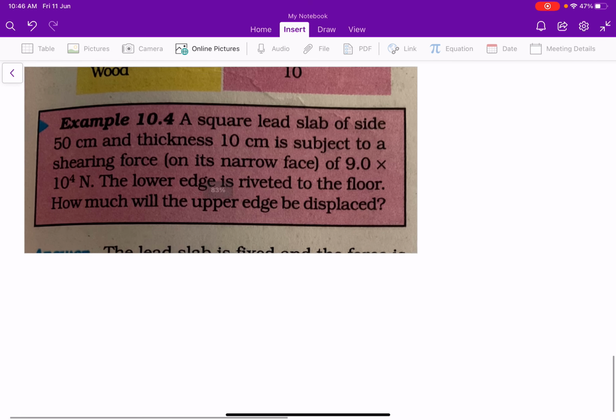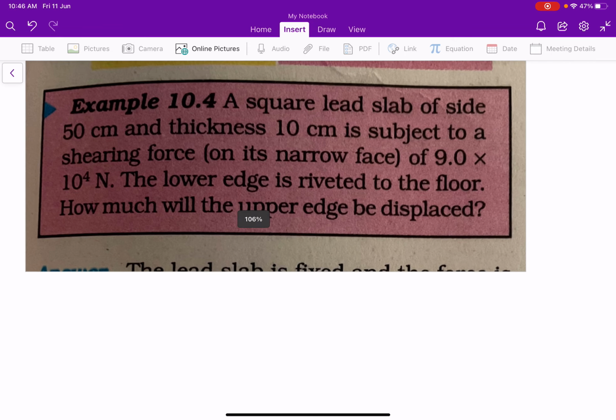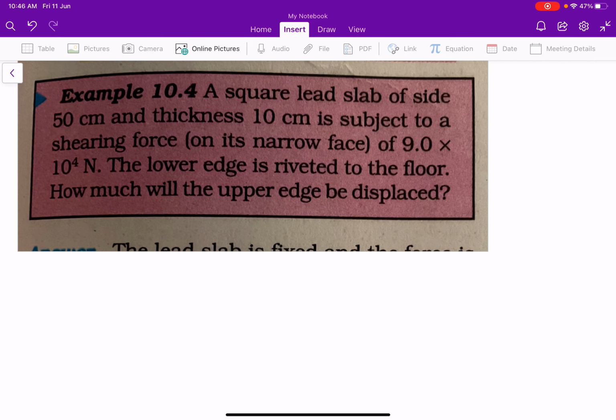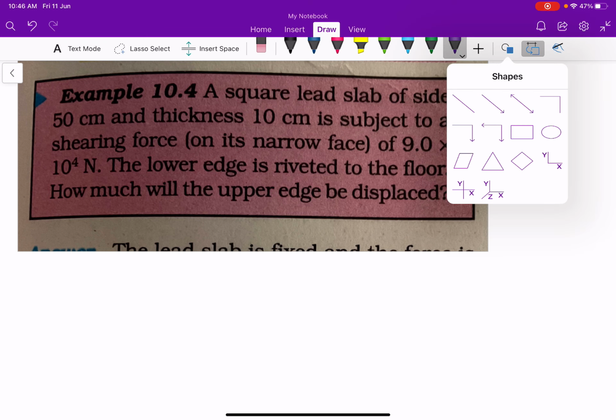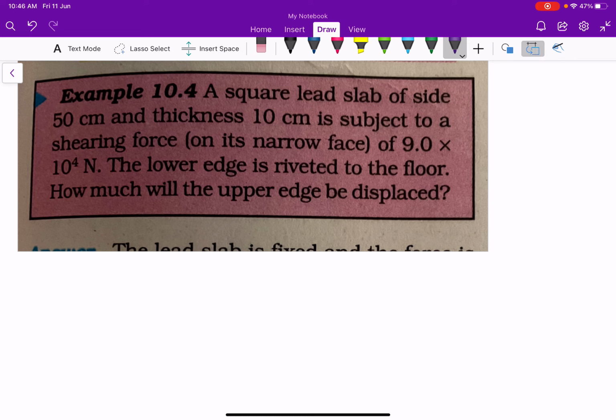Here in example number 10.4, we are asked to find out... a square lead slab. I am drawing a square like this. Square lead slab of side 50 centimeters and thickness 10 centimeters.